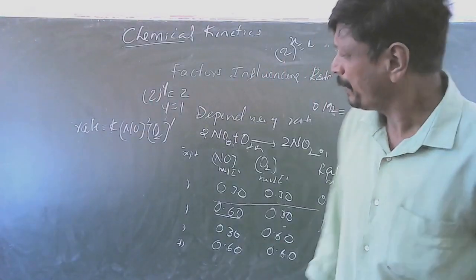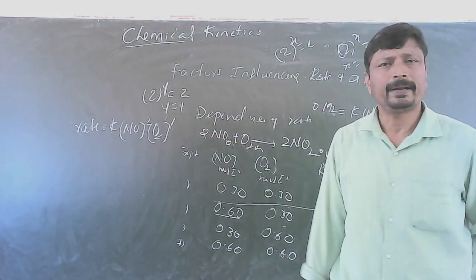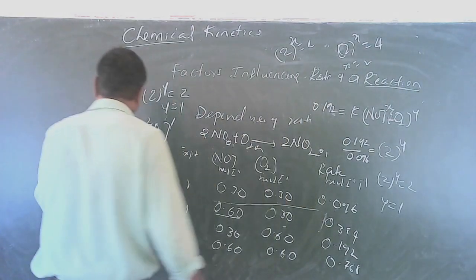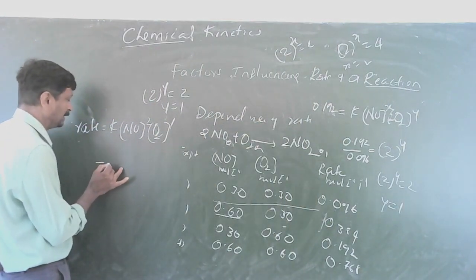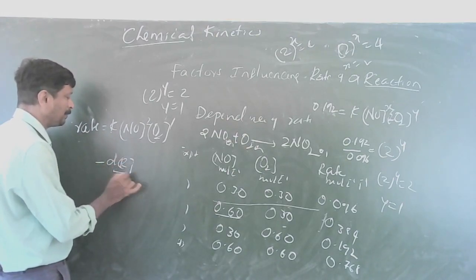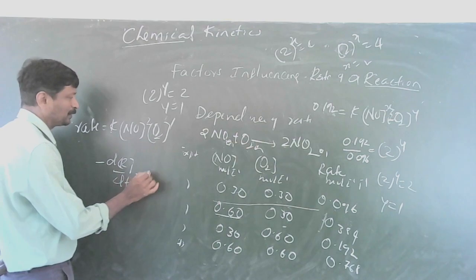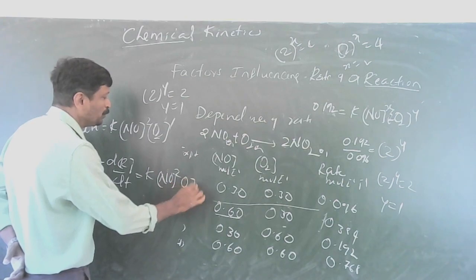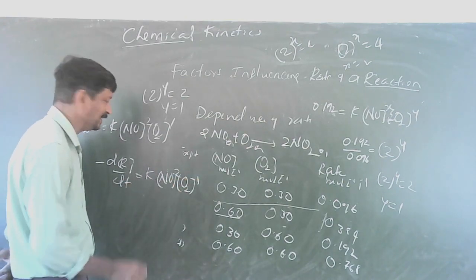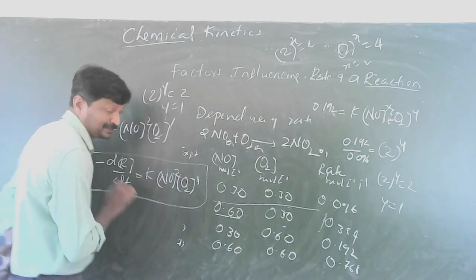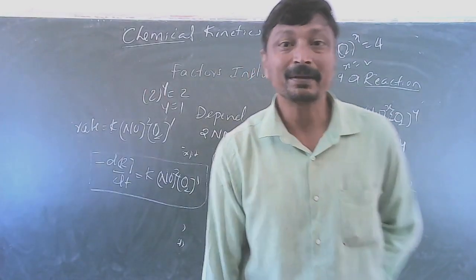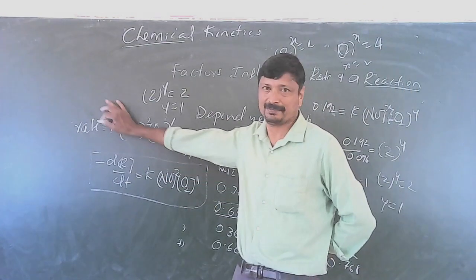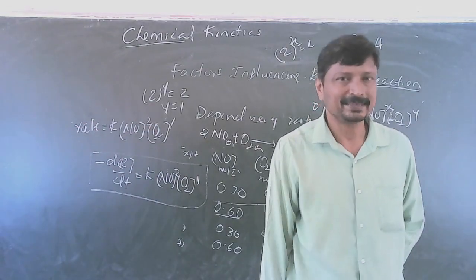That also you can do, or I can write the total expression and find out what the rate equation is. So suppose you write it like this: minus delta R by delta T is equal to K into molar concentration of NO raised to 2 and O2 raised to 1. Suppose you write like this, it is called the differential rate equation. This is very important. You should all be able to write the differential rate equation. So I think it's clear for you.